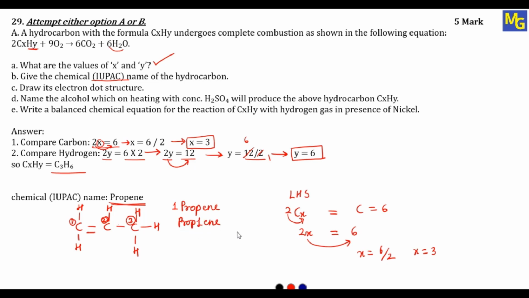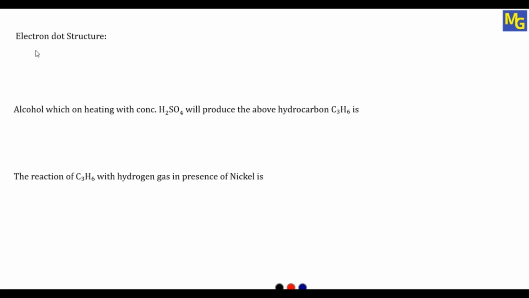So like this also you can label. So this is the answer for question 2, that is, give the IUPAC name or the chemical name. Now we will move on. The third question is, you have to draw the electron dot structure for this C3H6.